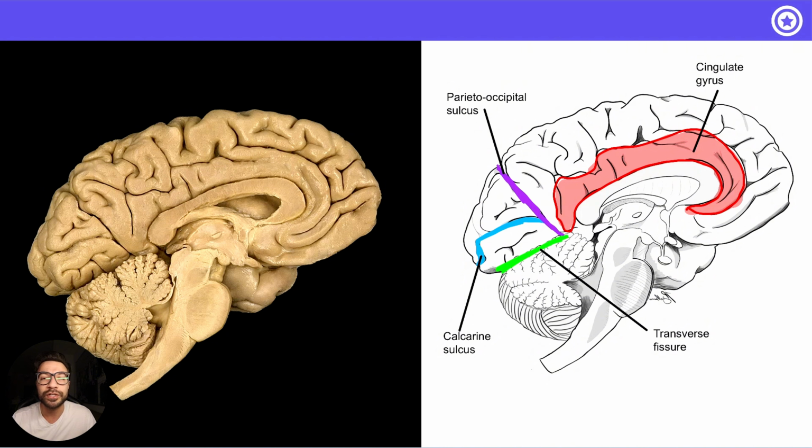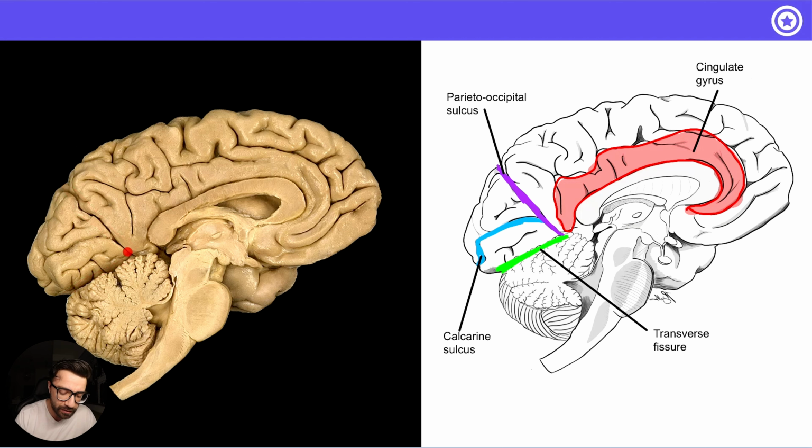Now we're going to turn our attention to some sulci and fissure found on the medial surface of the brain. So the first fissure we will discuss will be the one found between the cerebral cortex right here and that cerebellar cortex. And if you remember this from your notes, this fissure right here, well, that's going to be our transverse fissure, as you can see highlighted in green right here.